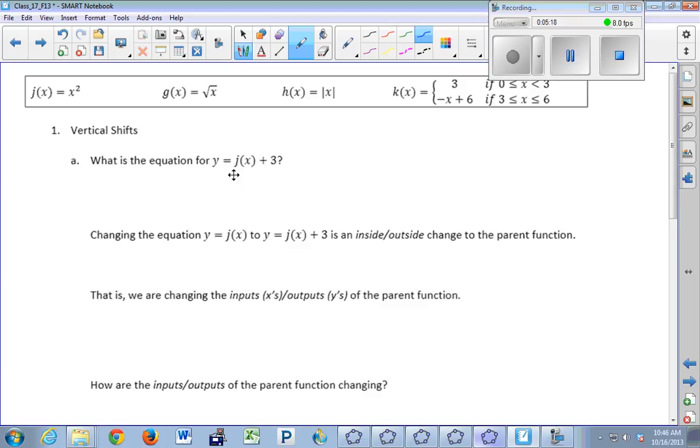What would this equal? J of x plus 3. What would that look like? What would that equation look like? X squared plus 3, because you simply replace j of x with what it's equal to.